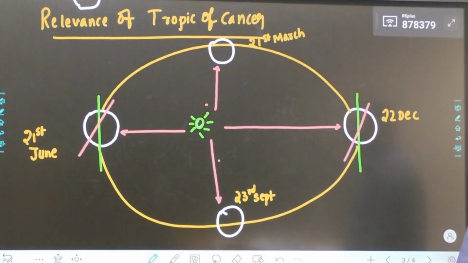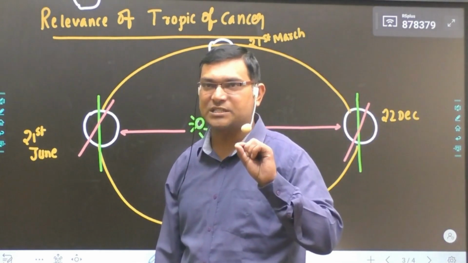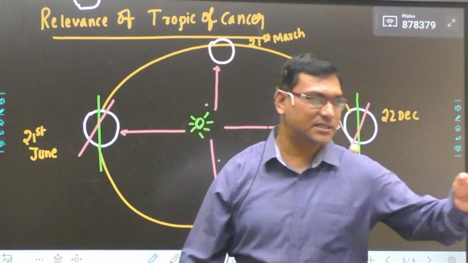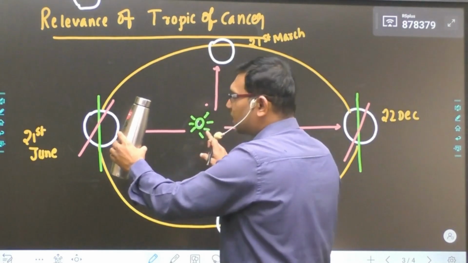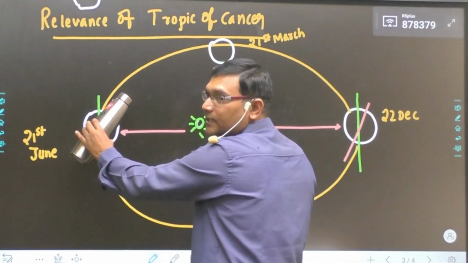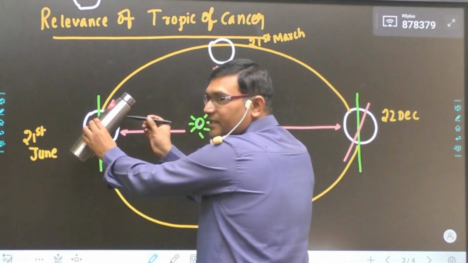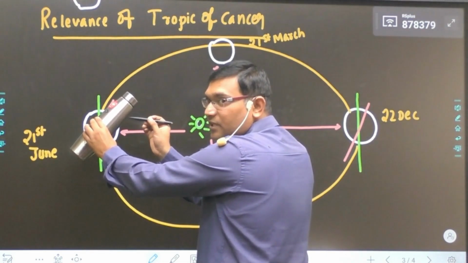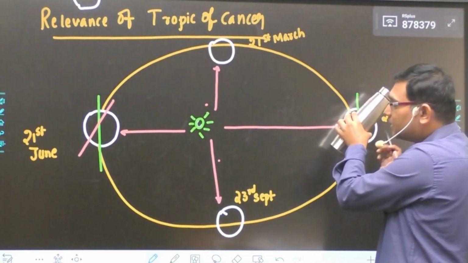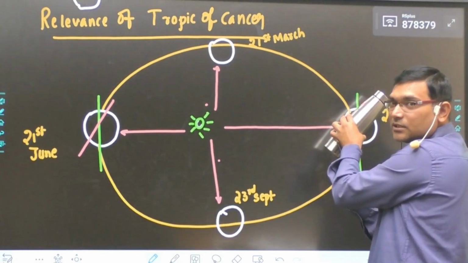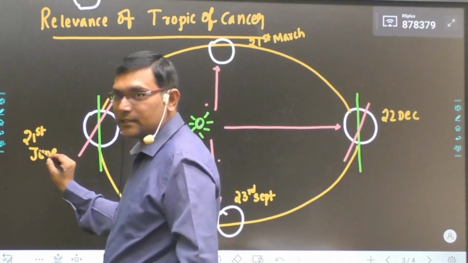Okay, so now tell me 21st March. Now listen carefully. 21st March, the north hemisphere, like this. This is a bottle, right? This is your sun. How is the earth? Earth is tilted like this. That means there is a focus of sunlight on the north hemisphere. And here earth is tilted like this. That is, the south hemisphere is facing the sun. Yes or no?